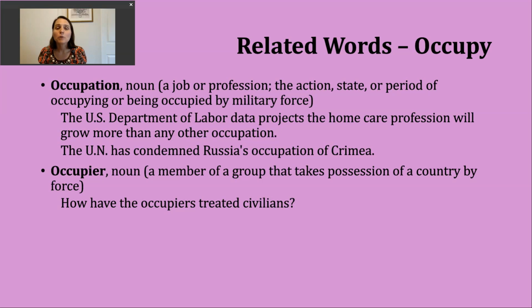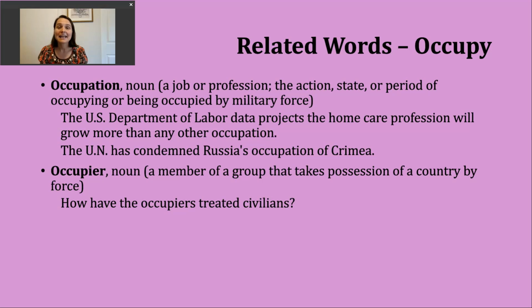The U.S. Department of Labor data projects the home care profession will grow more than any other occupation. So the recent article kind of looking at maybe 5 to 7 years out, where will we need more workers in what types of jobs, professions, or occupations? And this report said home care professionals will be needed.